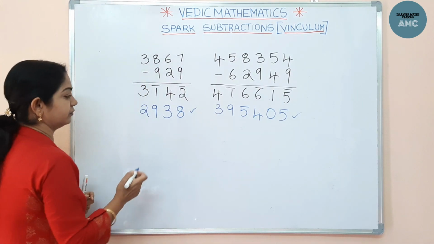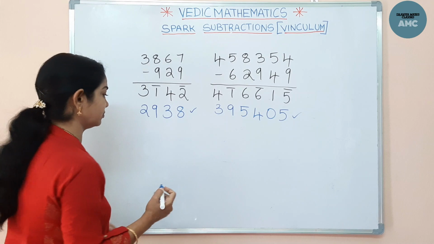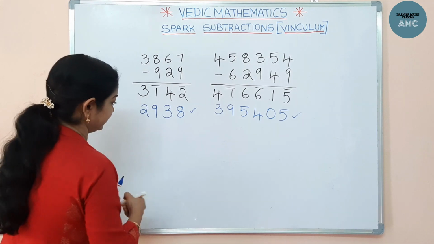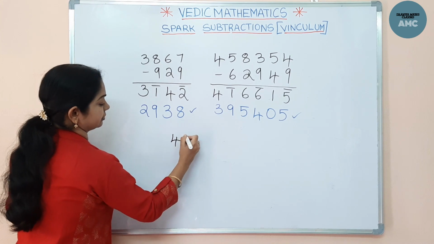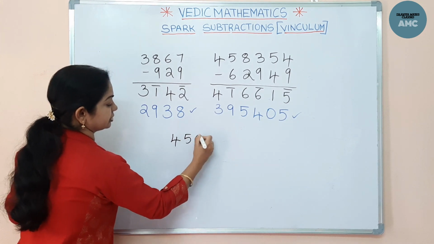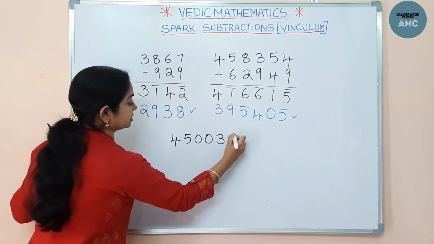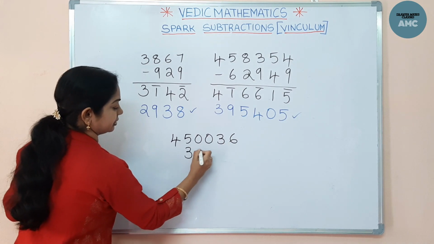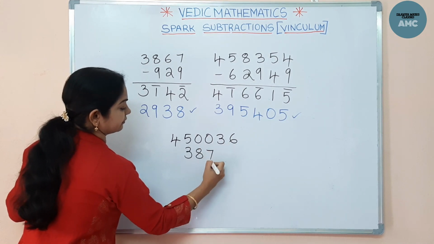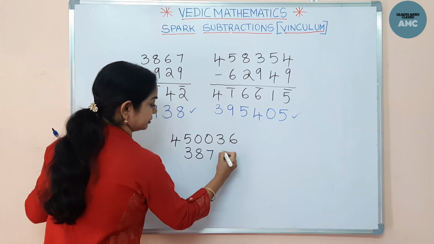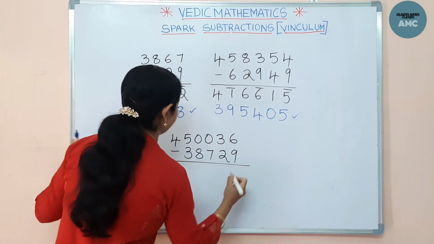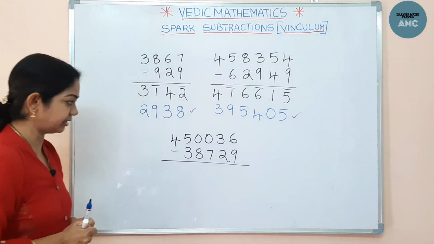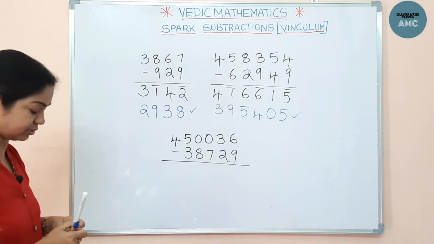Now let's take a variation wherein we have zeros. Let's take the zeros also here. Now let me take 4 5 0 0 3 6. Okay, 3 8 7 2 9. So randomly I have written. Now I am writing zeros. Let us see the zeros also here.